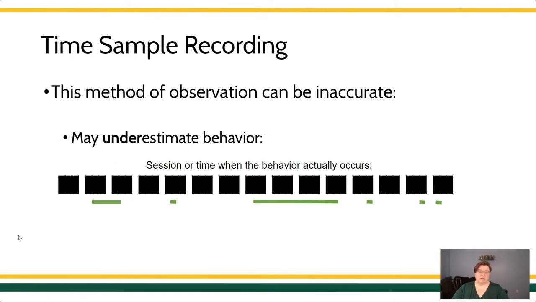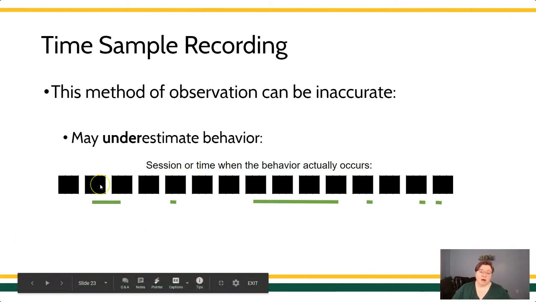In some of these instances, we see that the true measure of the behavior was quite a bit longer, but we would actually only capture of these one, two, three, four, five, six spells of behavior only four times or so, because if it happens during that blackout period when we're not looking, we don't count it as actually happening. Time sample recording is another one that underestimates the true value of behavior, just like whole interval recording.